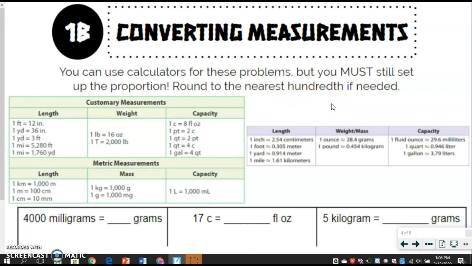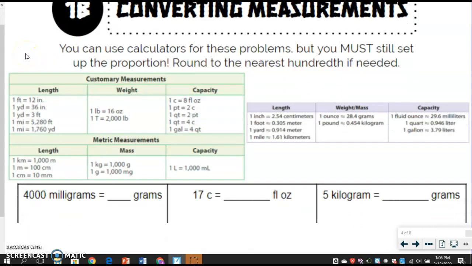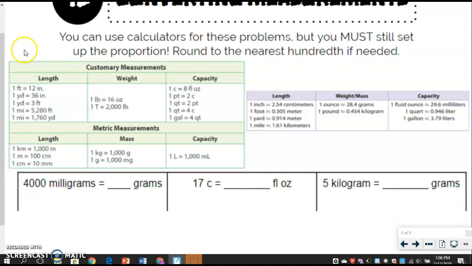The first thing I want you to look at is these conversion charts. We're going to use these over and over and over again because no one needs to memorize these conversions. We just need to be able to use the chart, okay? Real quick, a couple things about the charts before we use them.